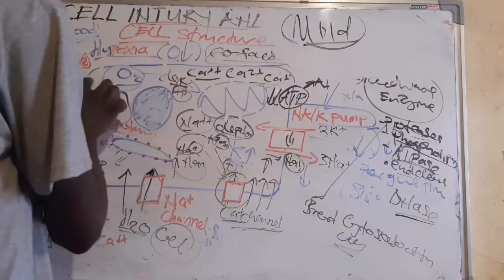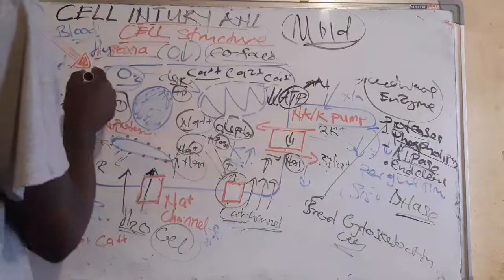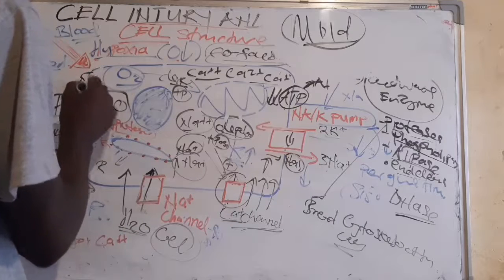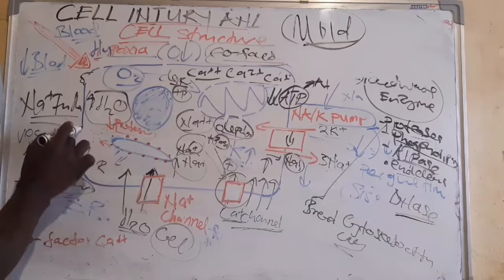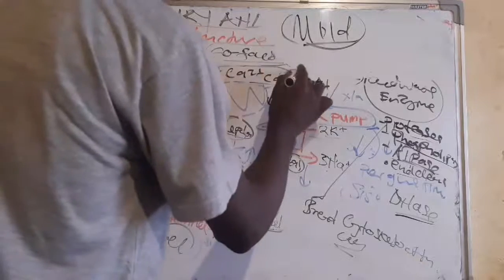Okay, it will only cause small damage to the cell. So when this occurs, you can see the cell forming some blobs, okay, like this. Some blobs, you can see them.